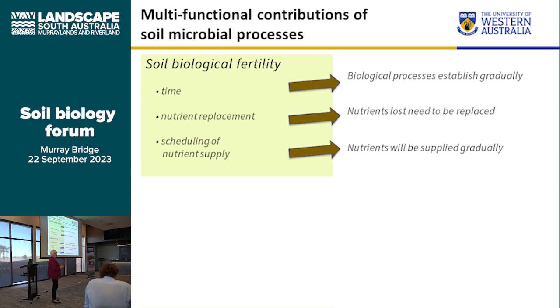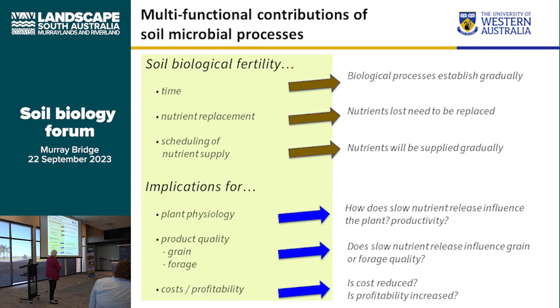So this has implications. The implications for better reliance on a biological base include plant physiology. A plant which is getting nutrients gradually over time is going to have a different physiology than a plant that gets a big burst.